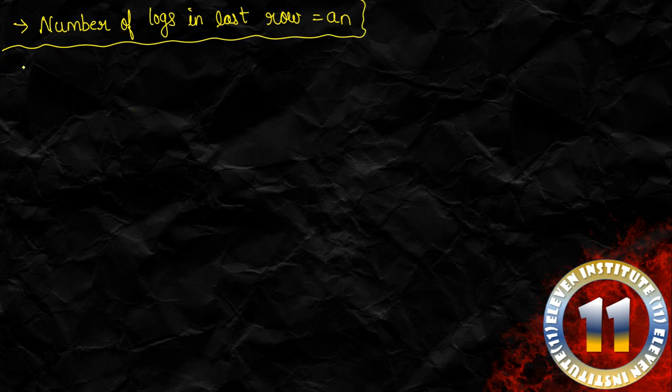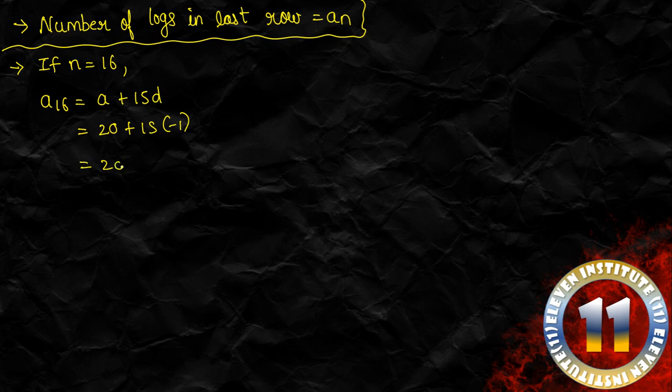Right, so now we can write over here if n is equal to 16, we can write over here a16 is equal to a plus 15d. Instead of a, we can write 20 plus 15 into, instead of d we can write minus 1. So here we have 20 minus 15, so we get 5.